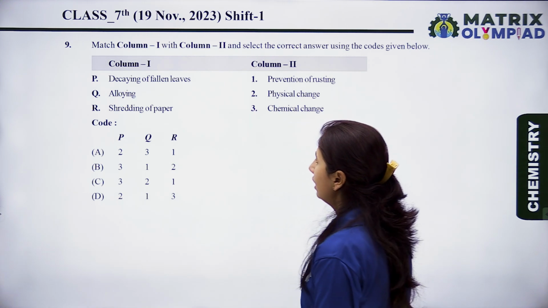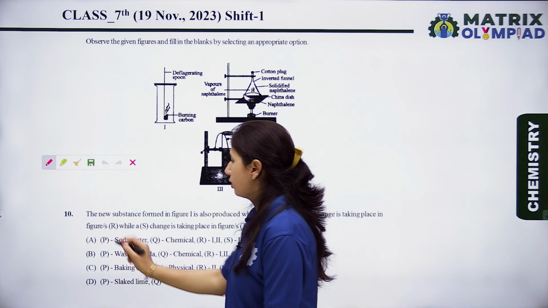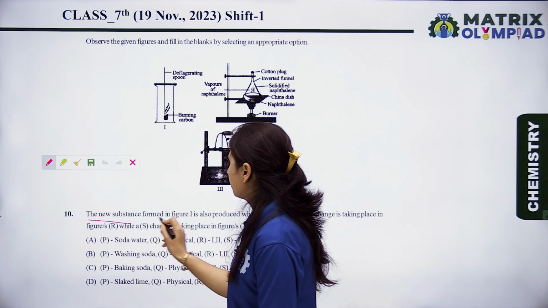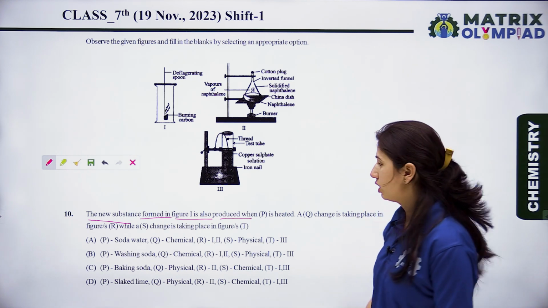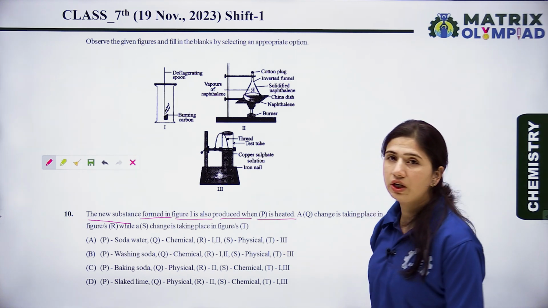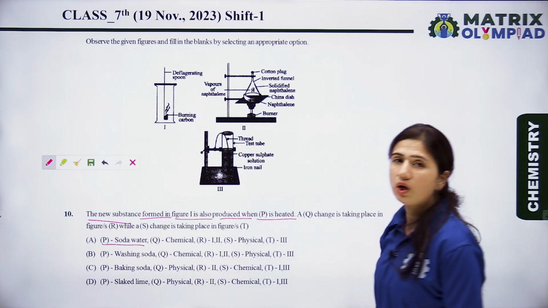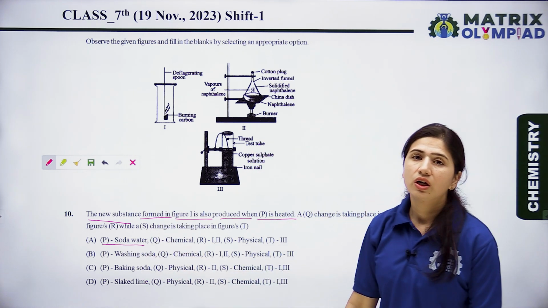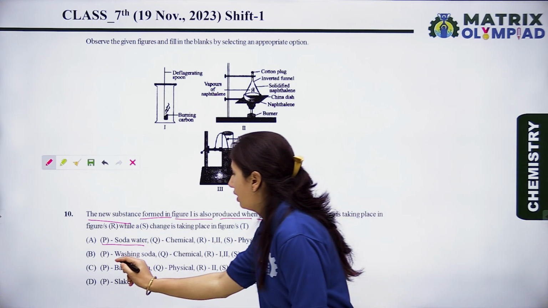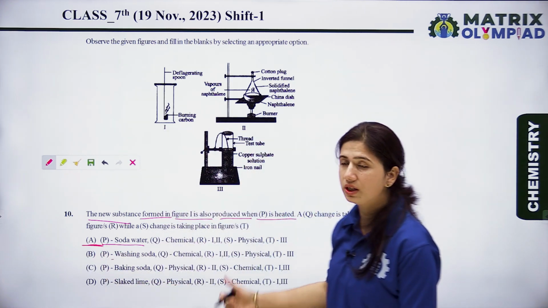Now let's see the next question. The question is: the new substance formed in figure first is also produced when P is heated. Now let's see the P options. P is soda water. When we heat soda water, it releases carbon dioxide. So maybe this option goes with this question.